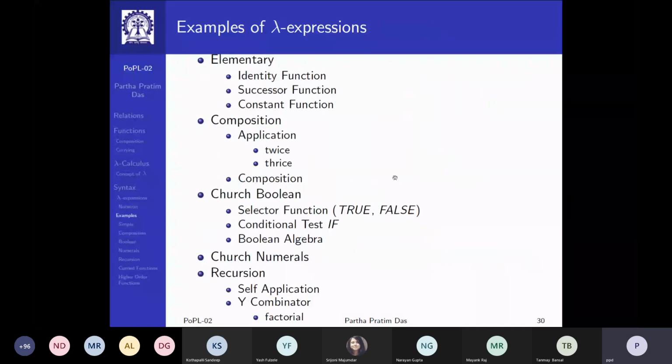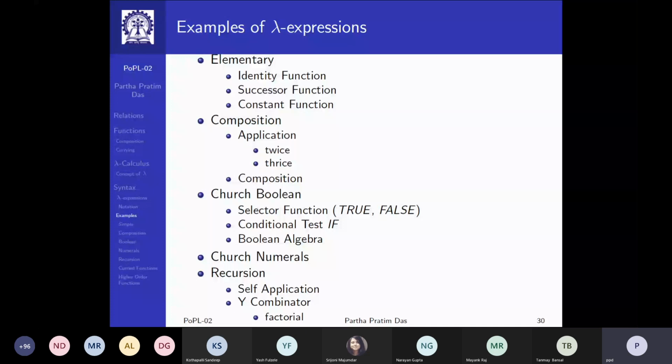So now what I'll do, I will give you a set of examples and show you very interesting things, like how you can build up Boolean algebra. You all are familiar with Boolean algebra, right? Of and or not, the basic fundamentals of digital circuits and all that. How can you build up even Boolean algebra or normal integer arithmetic using lambda expression?